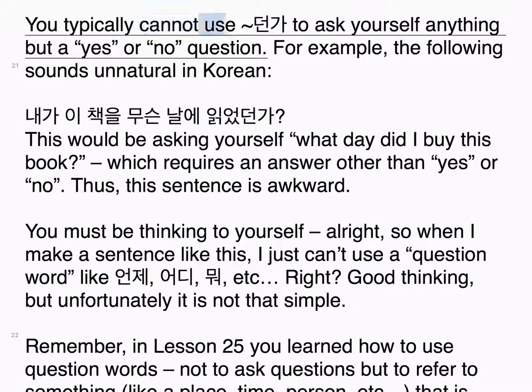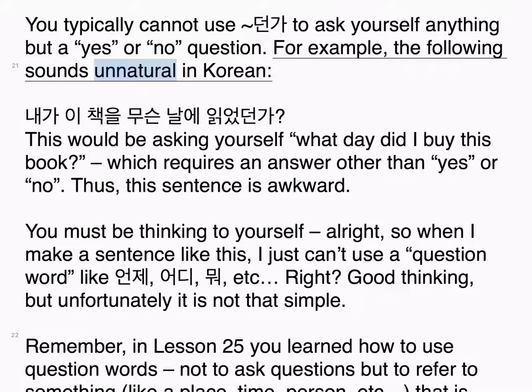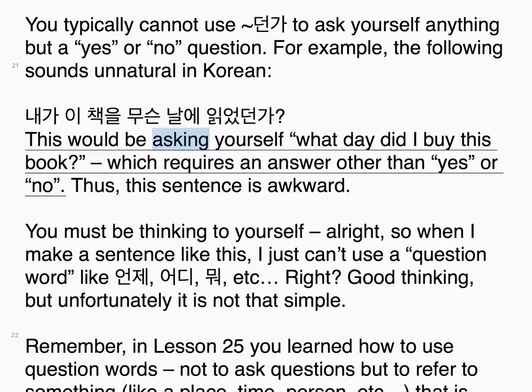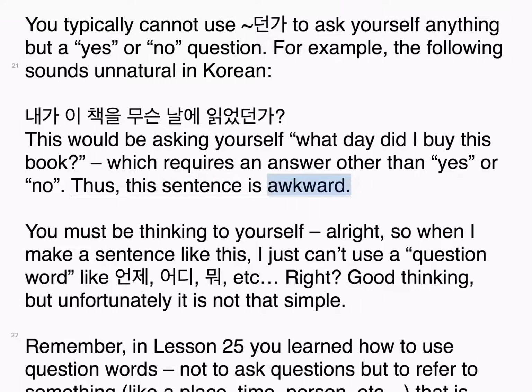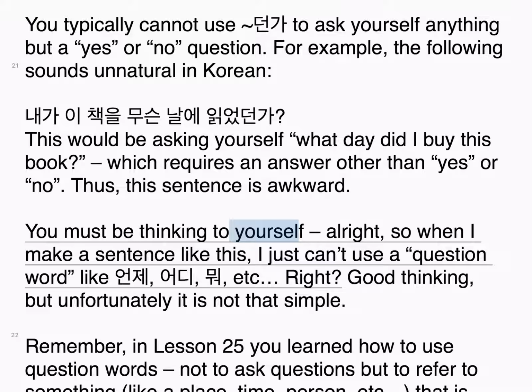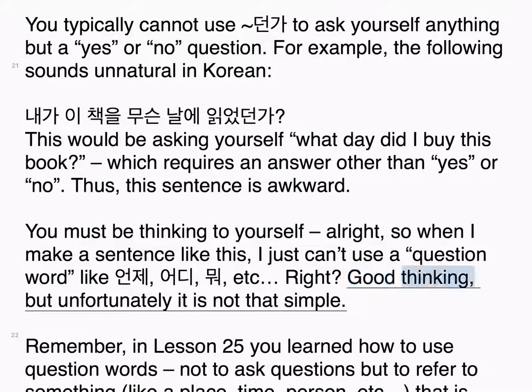You typically cannot use 던가 to ask yourself anything but a yes or no question. For example, the following sounds unnatural in Korean. 내가 이 책을 무슨 날에 읽었던가, This would be asking yourself, what day did I read this book, which requires an answer other than yes or no. Thus, this sentence is awkward. You must be thinking to yourself, alright, so when I make a sentence like this, I just can't use a question word like 언제, 어디, 뭐, etc. Right? Good thinking. But unfortunately it is not that simple.